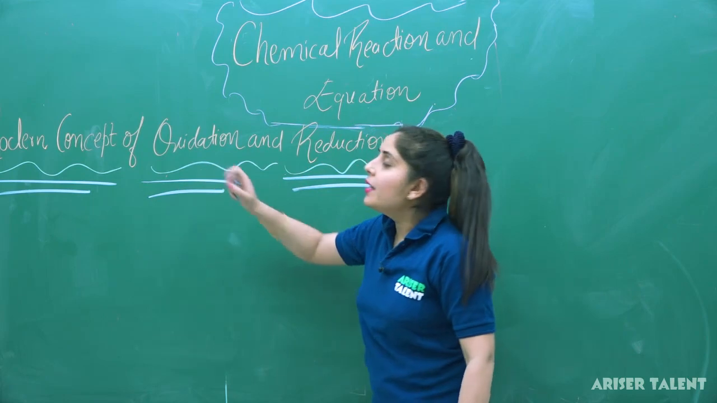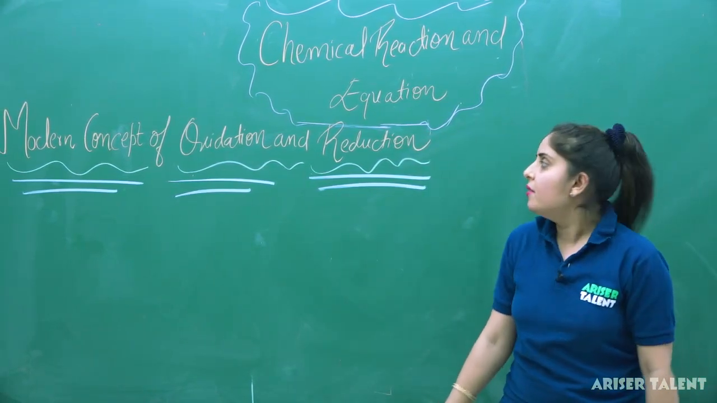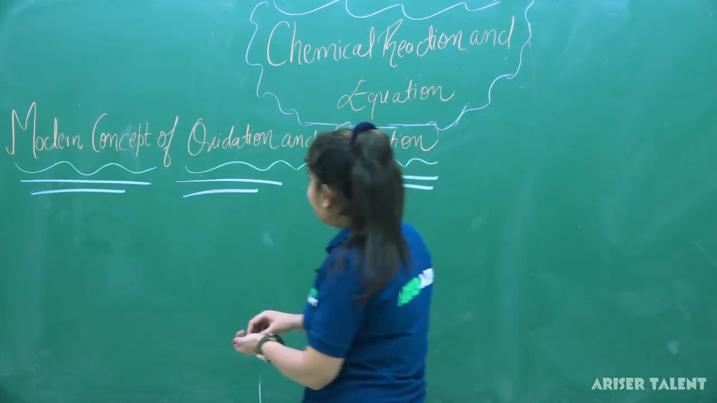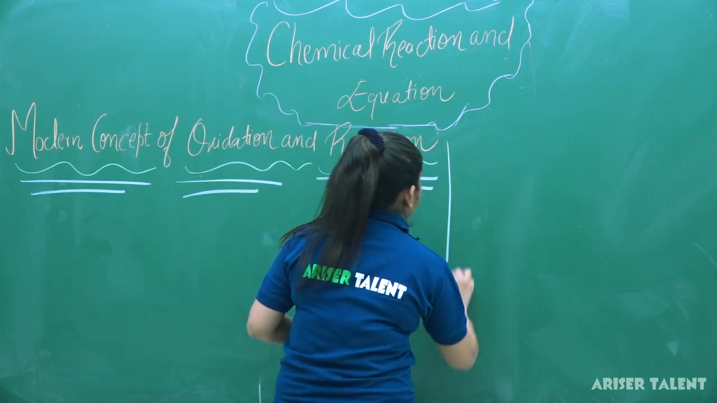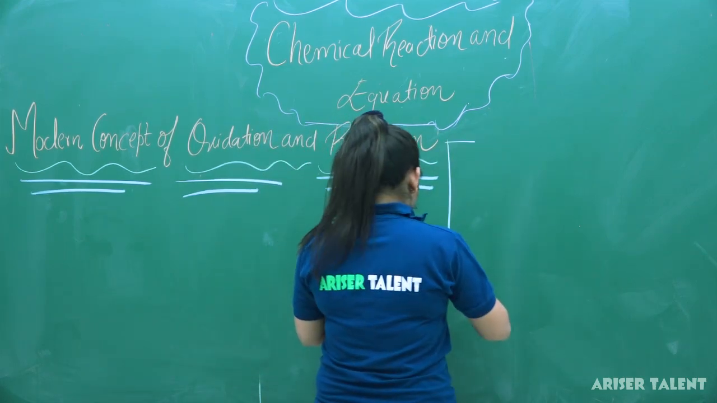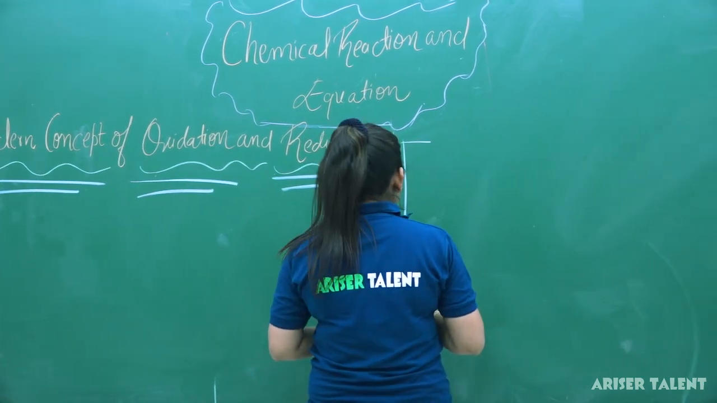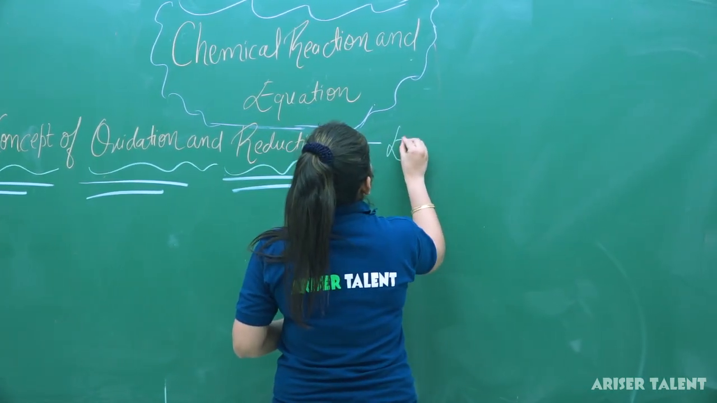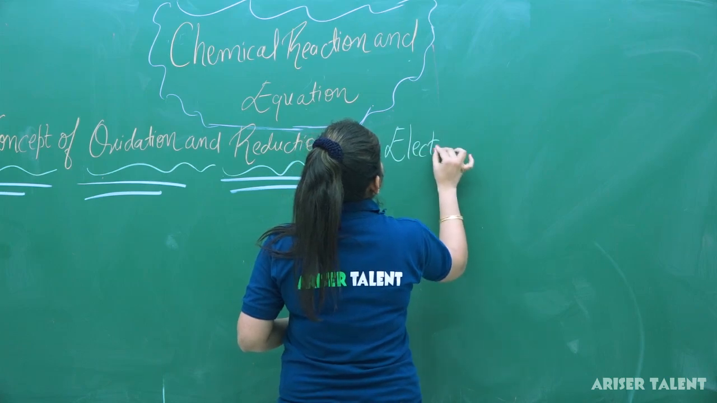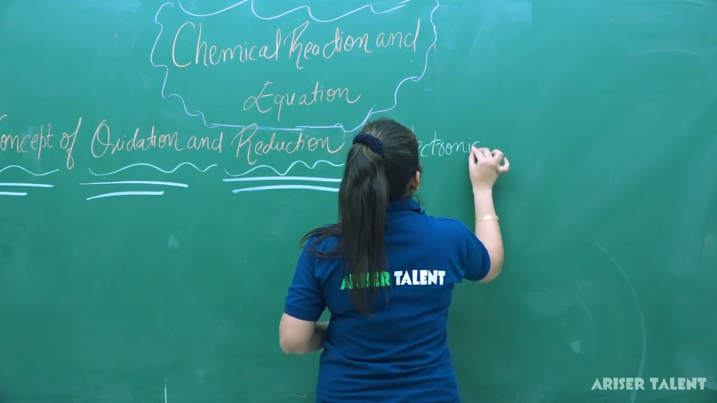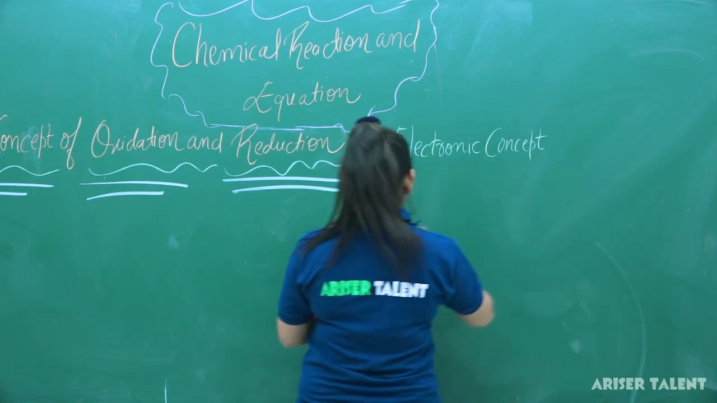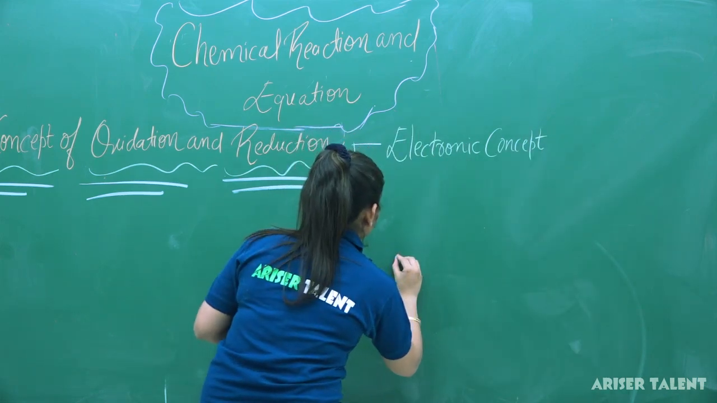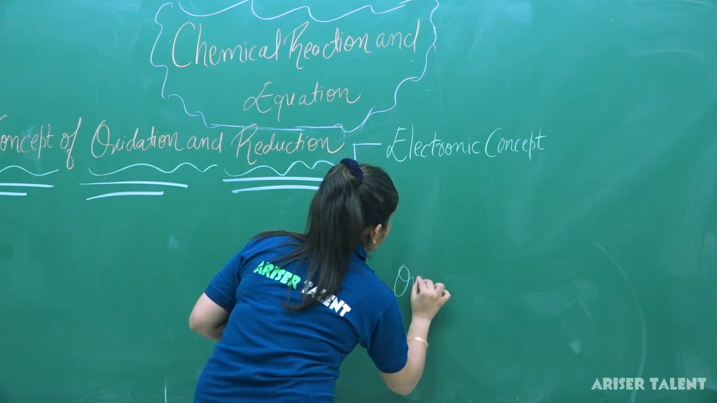Now we are going to deal with our modern concept of oxidation and reduction. In the modern concept, we have two categories: our first category is the electronic concept, and the second category is the oxidation number concept.